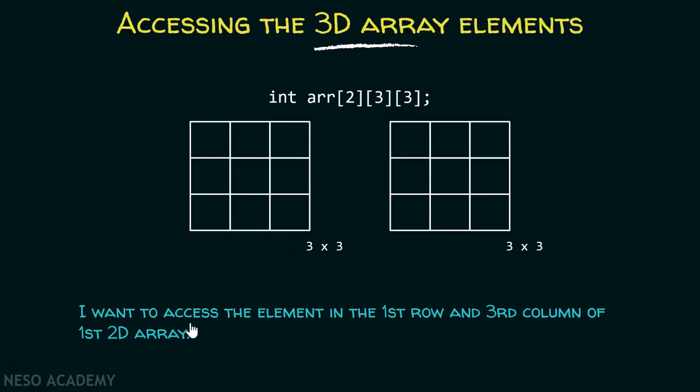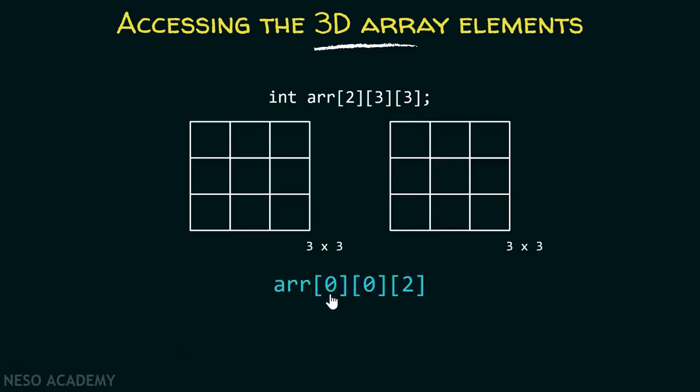Now, I want to access the element in the first row and third column of the first 2D array. In order to do that, I have to specify something like this. Here 0 indicates the first 2D array, this 0 indicates the first row, and this 2 indicates the third column. That means finally, I would be able to access this particular element, right?